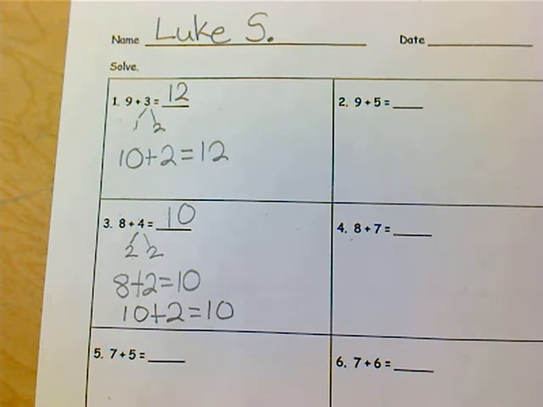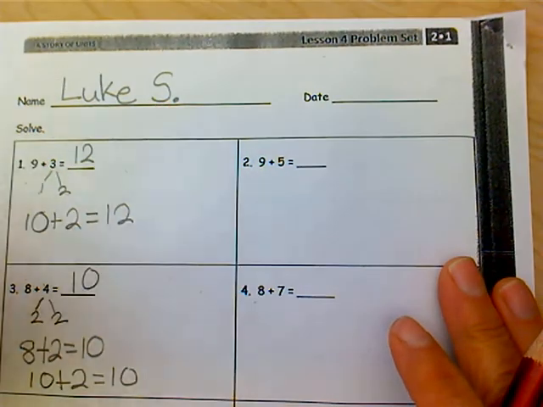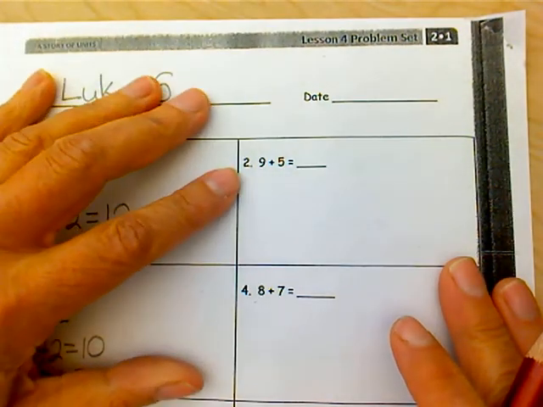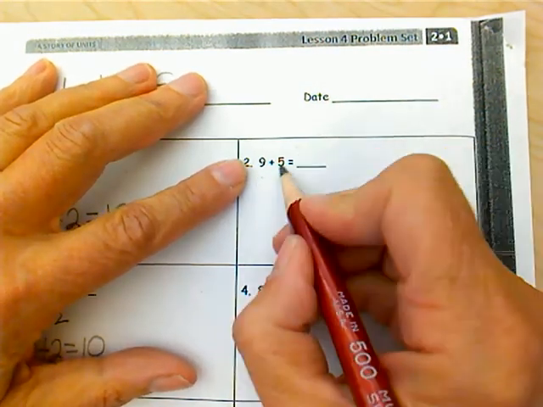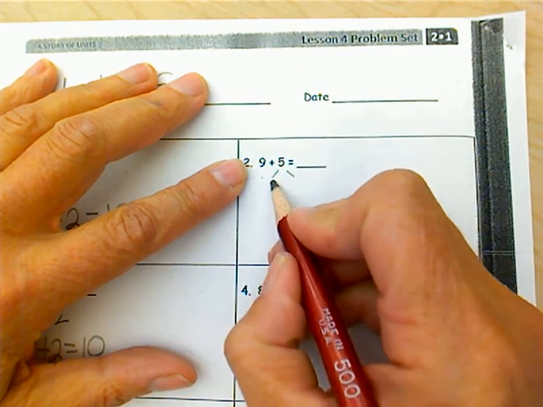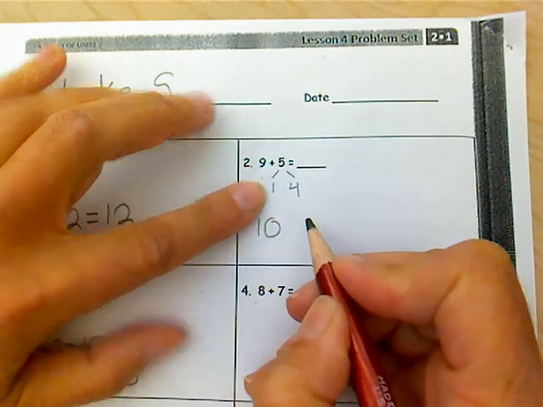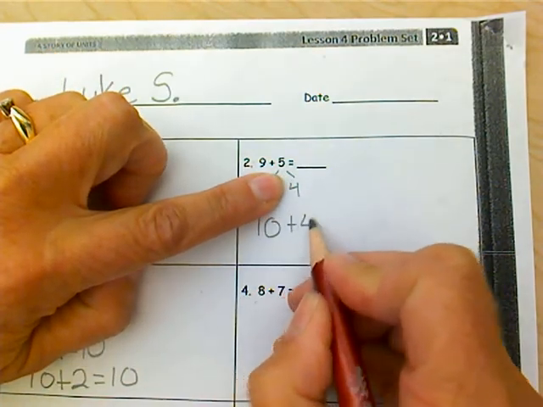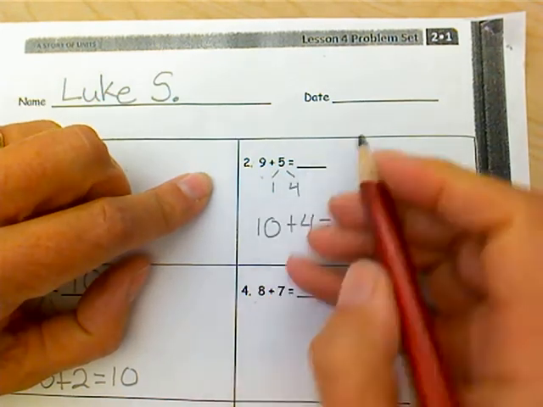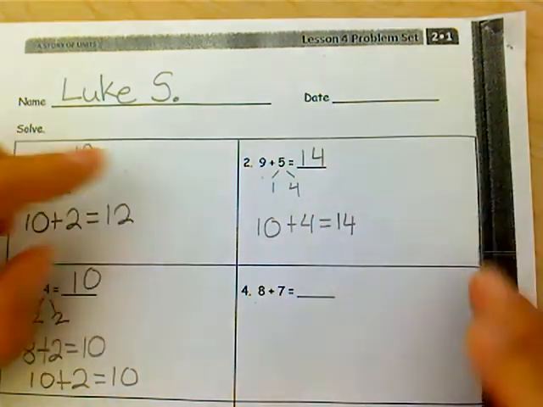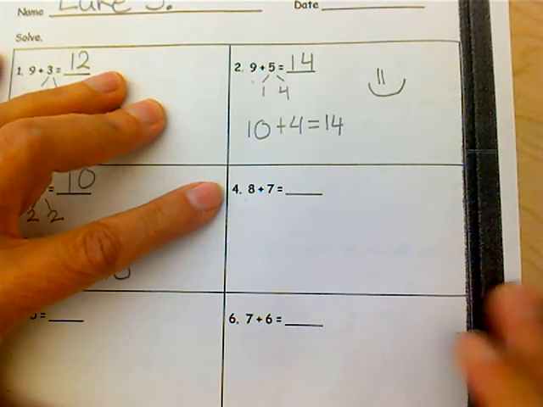Okay, are you back? You should be. Let's go up to problem number 2. Remember, you should have paused the video and finished all of those problems so that you are checking your work. What would I have to add to 9 to get 10? Well, I'm going to break 5 apart into 1 and 4. 9 plus 1 is 10, plus the 4 I didn't use gives me 14. Therefore, 9 plus 5 is 14. Okay, how'd you do? Give yourself a smiley face if you did well on that one. Moving down to problem number 4.